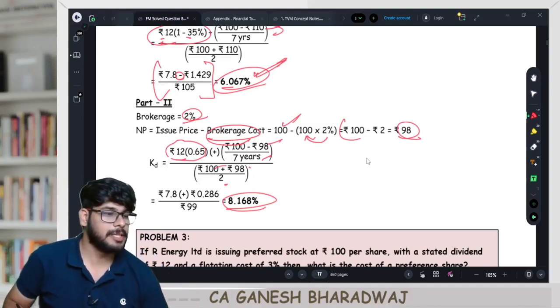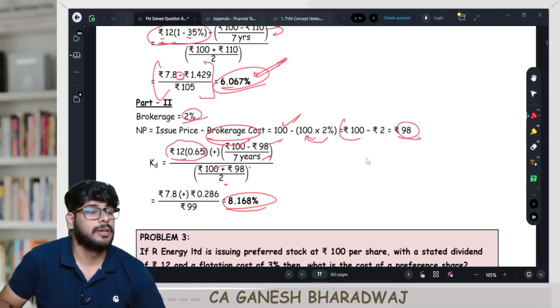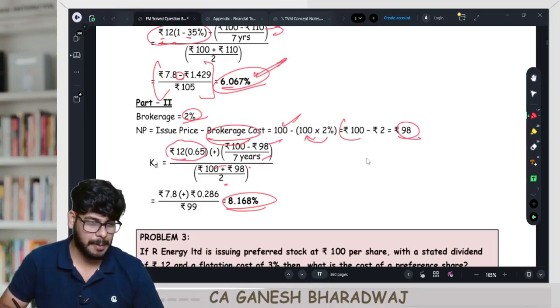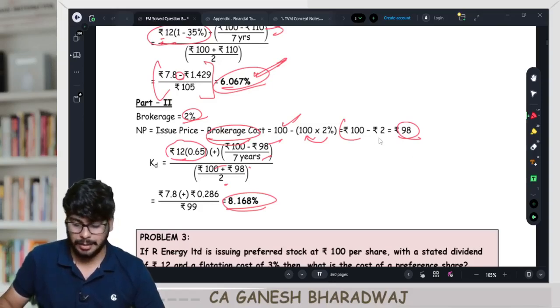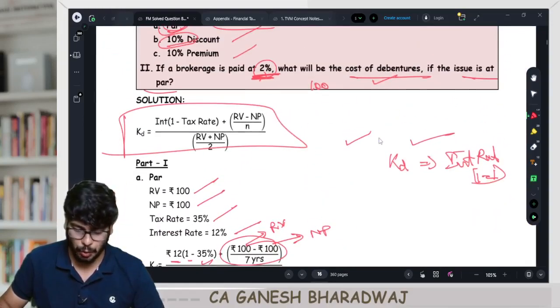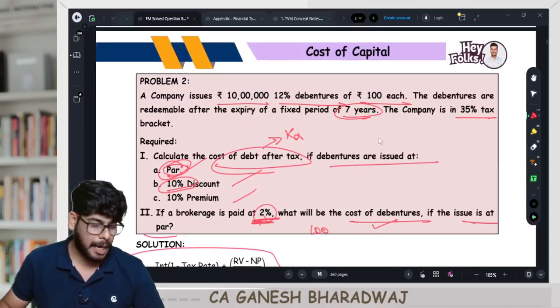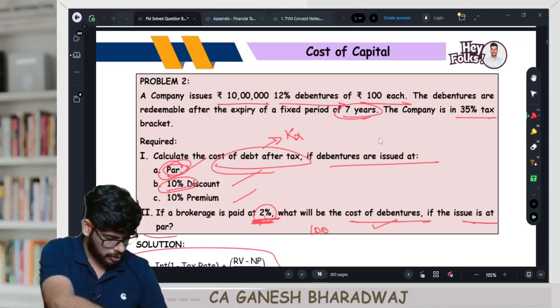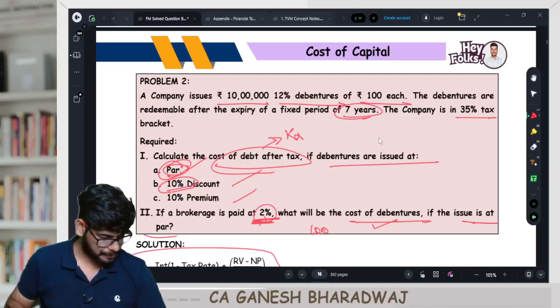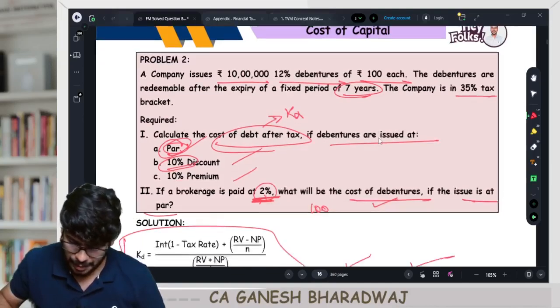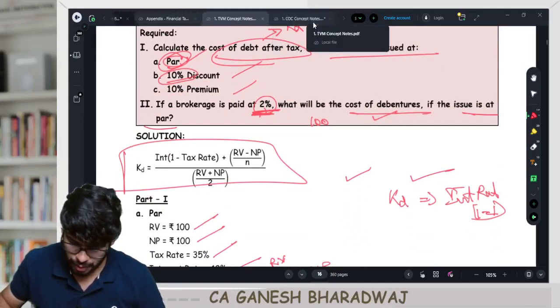Question number 2, give all the page number referencing and write down. Cost of redeemable debenture, within bracket formula method, hyphen, par stroke premium stroke discount.